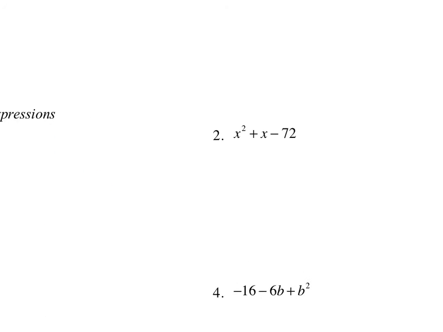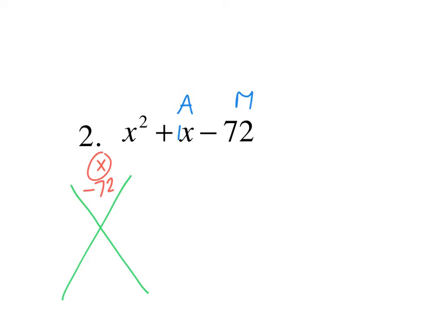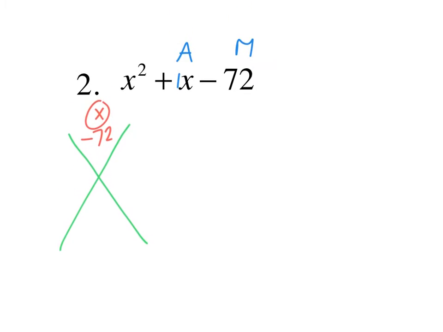Now we've made it a little difficult with number 2 by giving you a negative final term. So I want to add up to 1x and multiply to negative 72. The first thing I do is draw my diamond. I put my negative 72 above, and that's what I want to multiply to. And I want to add up to positive 1. So now I list the things that multiply to 72.